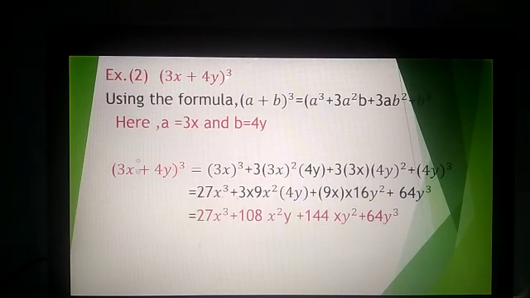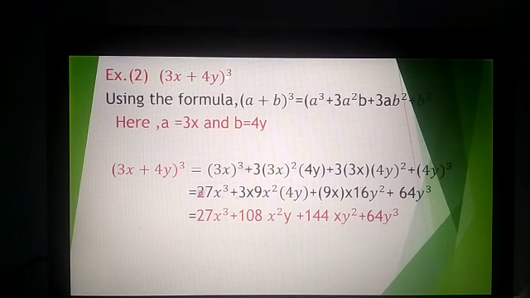Next, example number 2 is 3x plus 4y whole cube. Again the same formula we will use here. A plus b whole cube, that is a cube plus 3a square b plus 3ab square plus b cube. So here a is 3x and b is 4y. So let us see how to substitute. 3x plus 4y whole cube is equal to 3x whole cube plus 3 into 3x square into 4y plus 3 into 3x into 4y square plus 4y whole cube. So we use this expansion formula and take a as 3x and b as 4y. In this way we get the answer.